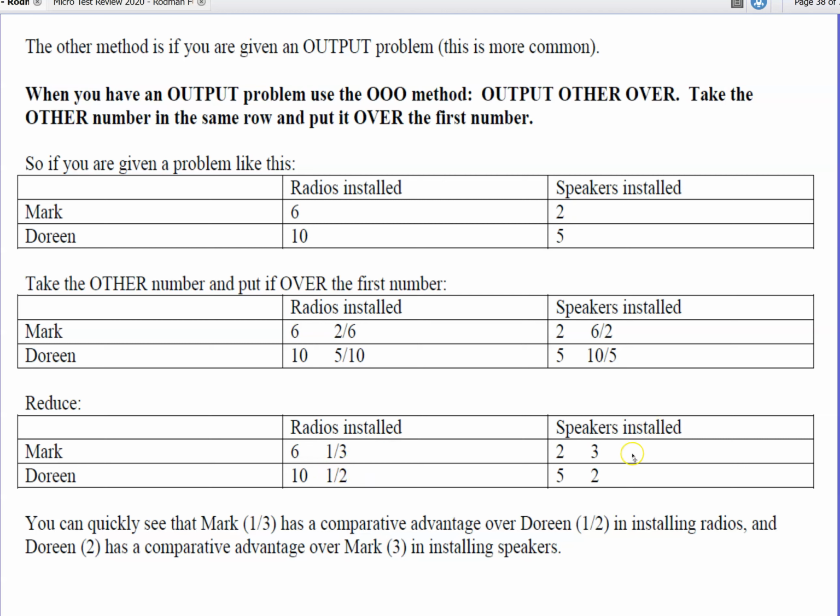Now over here in speakers, Mark, it costs him 3 radios to install a speaker, but it costs Doreen 2 radios to install a speaker, and therefore Doreen has the comparative advantage in installing speakers. So Mark should install radios, Doreen should install speakers. There are gains from trade by specializing. Everybody wins as a result of this, and we find that very helpful in terms of calculating the OOO method of comparative advantage.